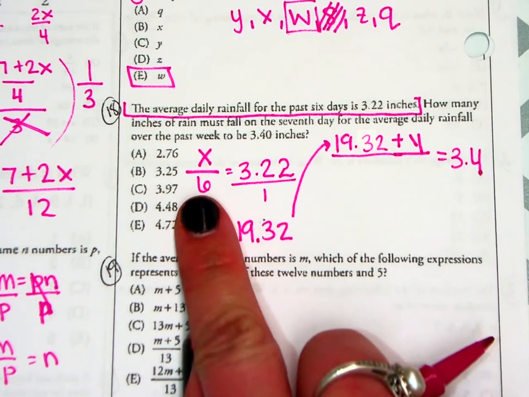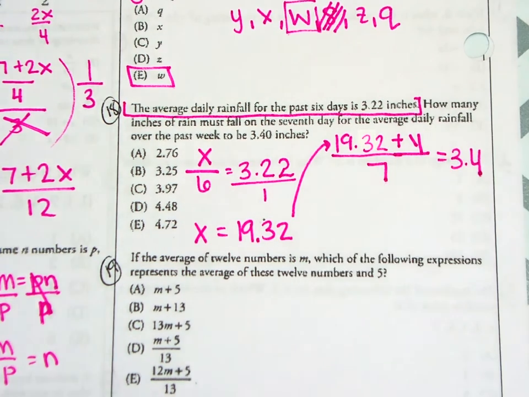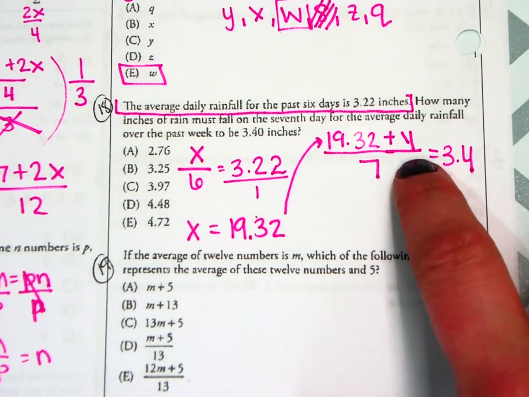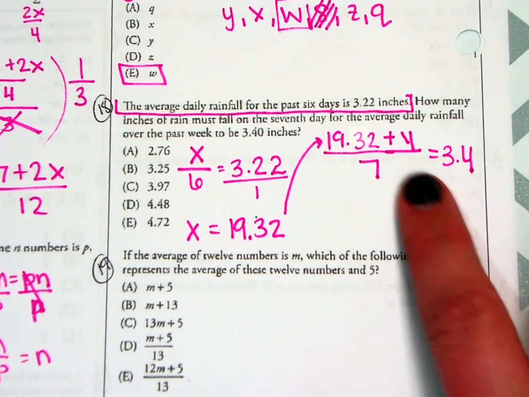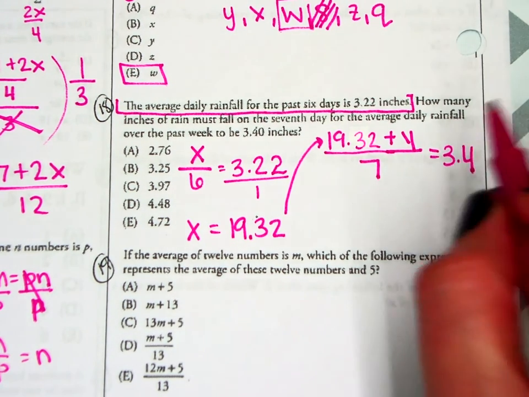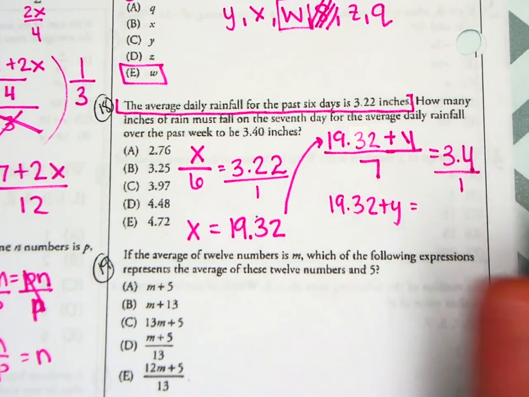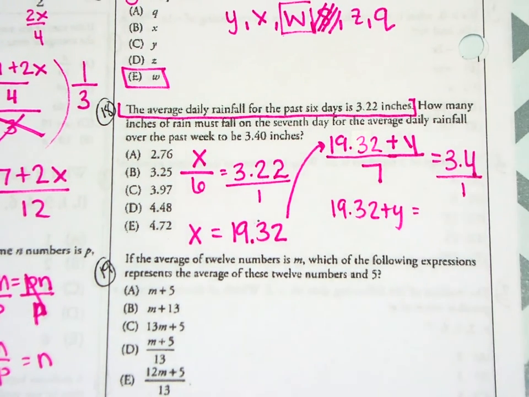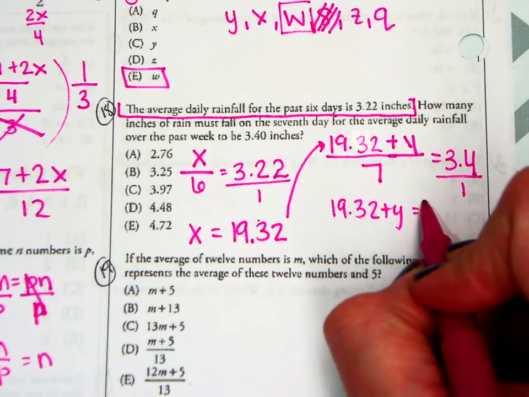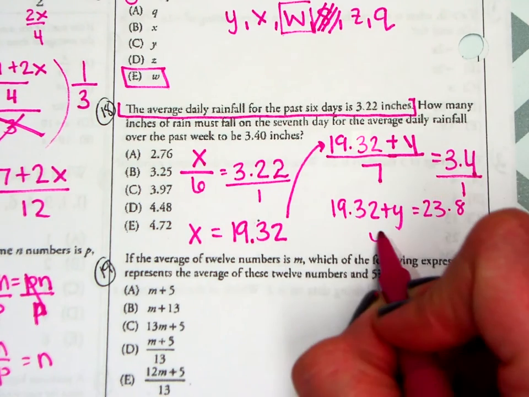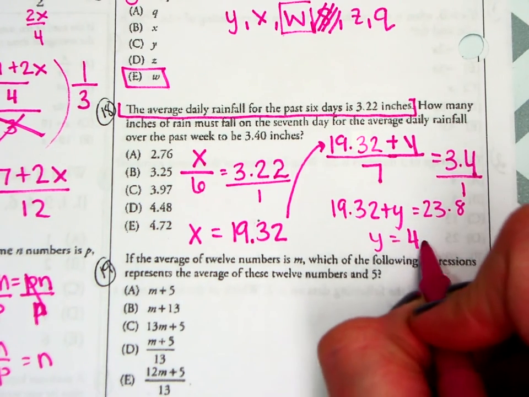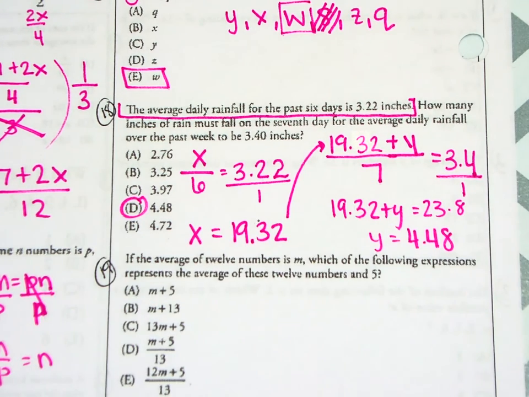So instead of putting a 6 on the bottom, we're now going to put a 7 on the bottom because we have 7 days. But we don't know what the 7th day's rainfall is, but we know our average should equal 3.4. You're going to do the same thing we've been doing. Cross multiply, so 19.32 plus y. 7 times 3.4 is, let me grab my calculator real fast. It would help if I typed it in right. It's 23.8. Subtracting 19.32, we get 4.48. So in order for our new average to be 3.4 inches of rain, we need the 7th day to rain 4.48 inches.